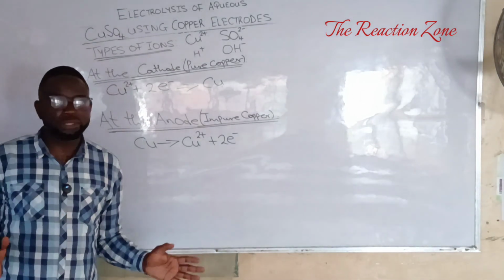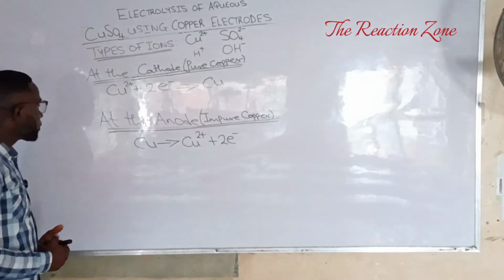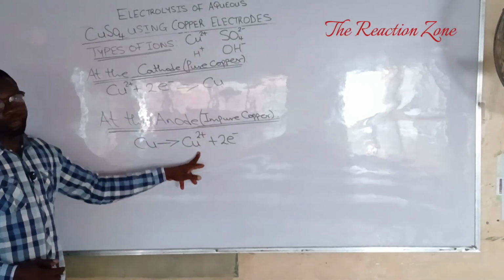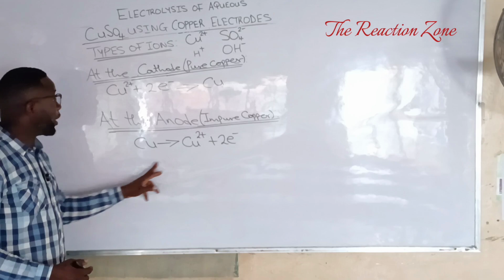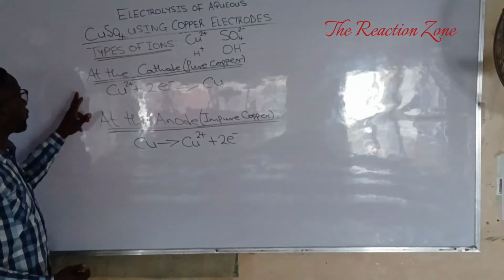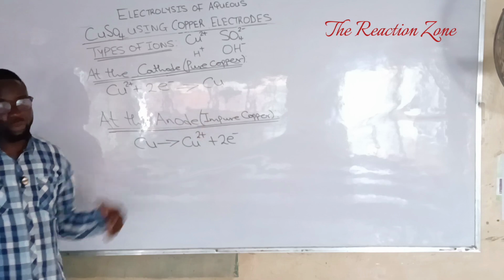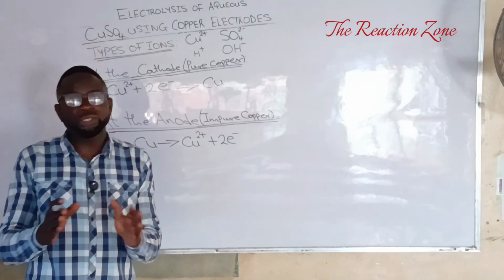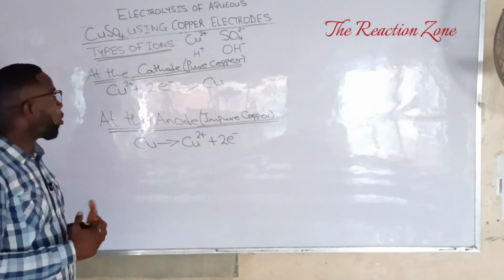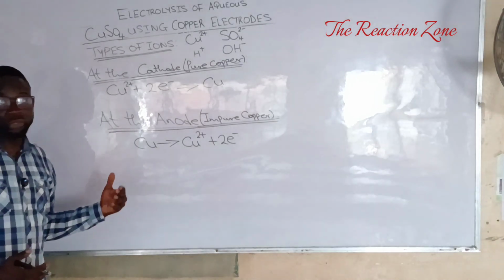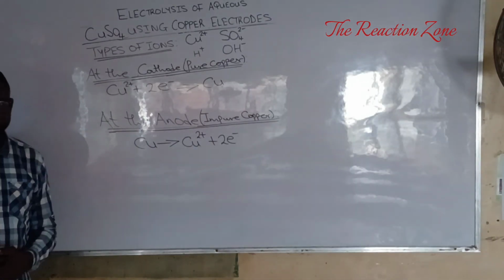So in essence, when these copper atoms at the anode go into the solution as Cu2+, they will now go to the cathode and be deposited as copper. So what is essentially going on here is that copper is being transferred from the anode to the cathode.